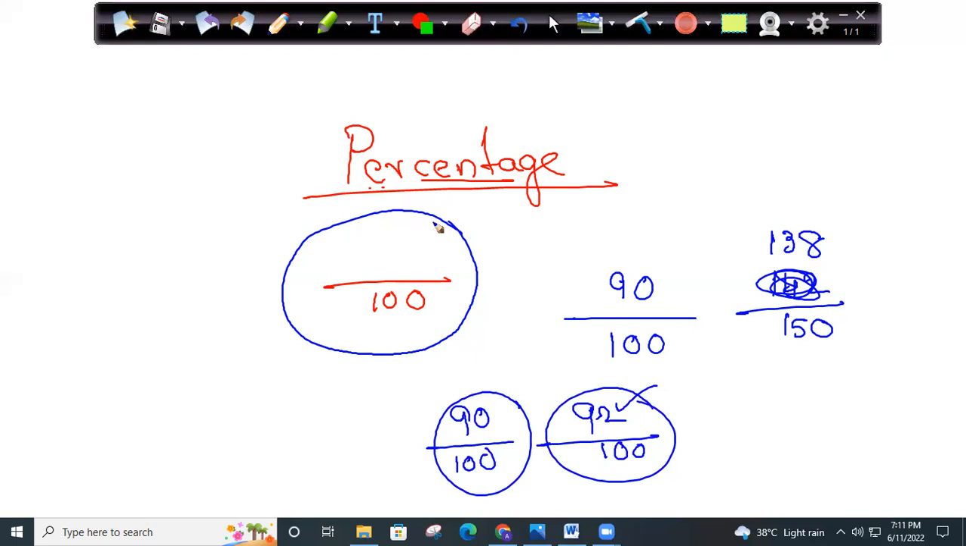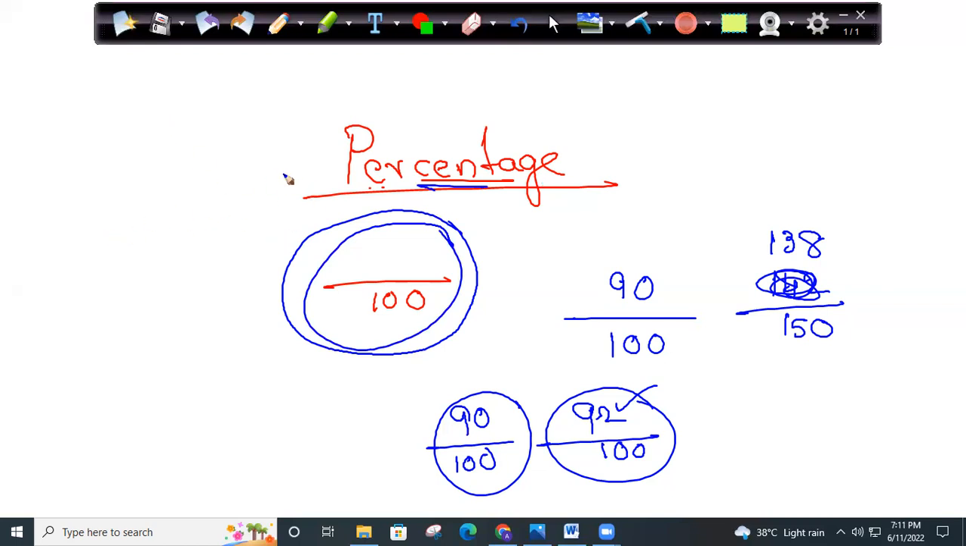Now, percent: per means out of, cent means 100. Per 100, how many marks did you get? That is the reason, we need to have some base. We can have even 50, 100, 200. We have taken 100 as a base. So that is the reason every time we say 100%. What is the meaning of 100%?